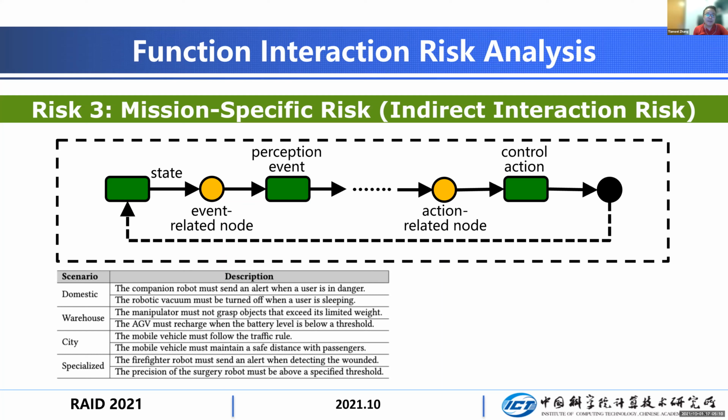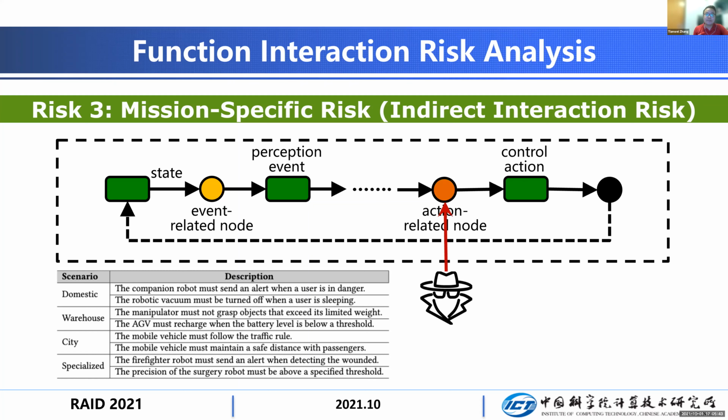Specifically, the event-related node denotes nodes in the perception module, which is to perceive and interpret the event. And the action nodes are the nodes in the control module, which are used to make decisions about the actions of robots. They are not directly connected, but the action-related nodes will affect the environment and then affect the event-related node. So this will be an indirect interaction.